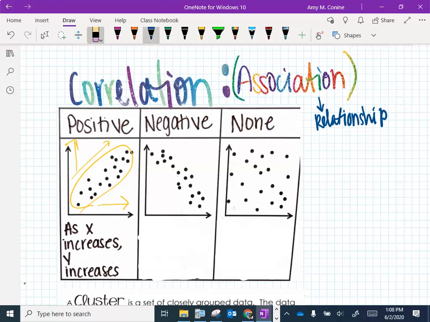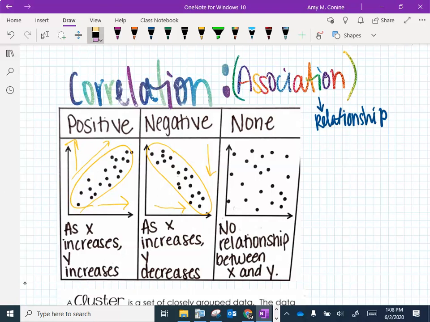So for negative, same idea. You've got this data that's going in a downward motion. As X is increasing, Y seems to be decreasing. So if you have a negative relationship, that's exactly what that is. Your X is going to increase, but your Y is going to decrease, just like when you have a negative slope. If you have no relationship like we have here, there's no relationship between X and Y. There's no conformity of what this data is doing. You can't group it in a way to show positive or negative. So that's no relationship. Okay?